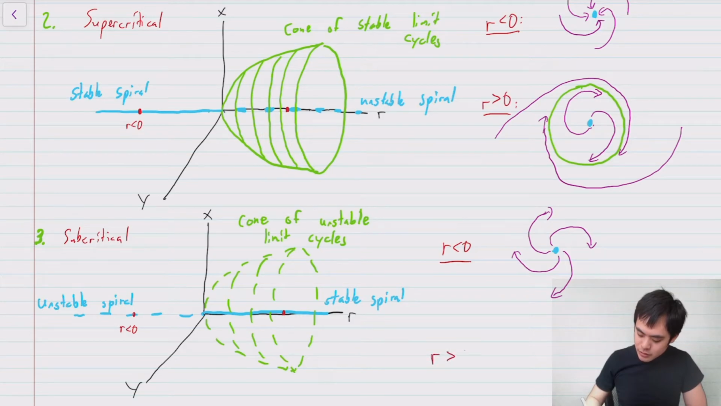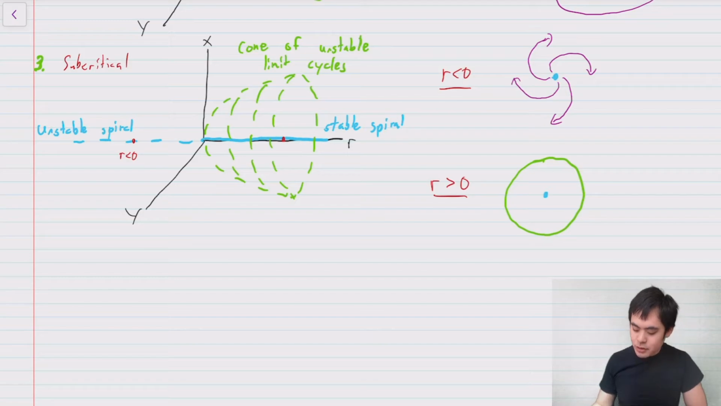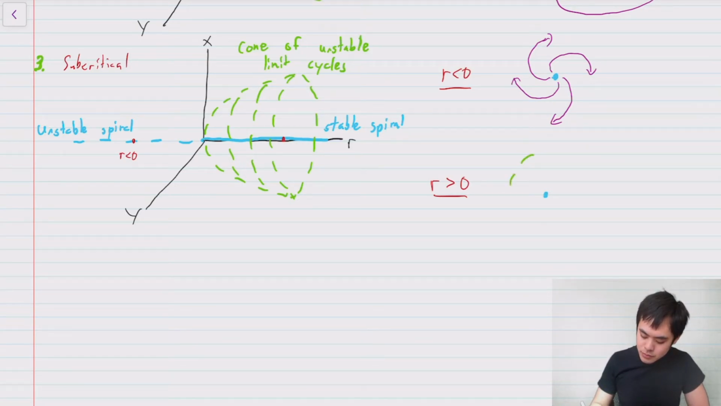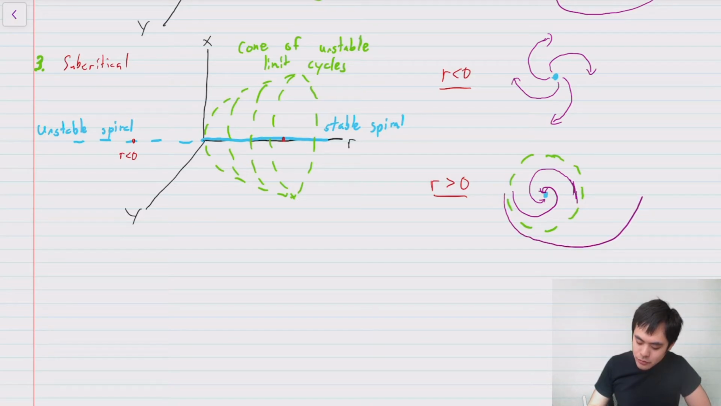And for r greater than 0, what do we have? Well, let me scroll this up. So we have an equilibrium, and then we have a circle around it. So this is the unstable limit cycle. Actually, I guess I should draw this in dotted lines. So this is our unstable limit cycle. And if you start near the unstable limit cycle on one end, you come in to the 0 point, and this is a stable spiral. If you start near the unstable limit cycle on the other end, you're going to get further and further away.